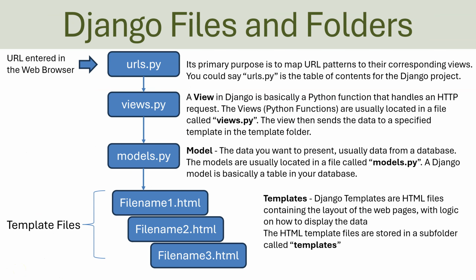So here you see some important folders and files, which is part of a Django project and a Django application. I mentioned this views.py, where all the views are created and stored, and same for the models.py, where all the models are created. And then you have these so-called template files, which is basically just HTML files. And these template files or HTML files are typically stored in a separate subfolder called templates.